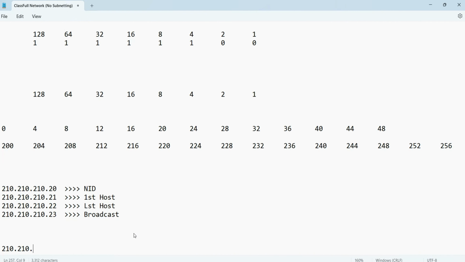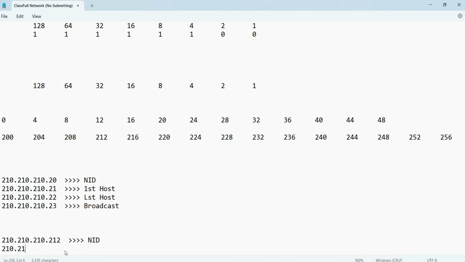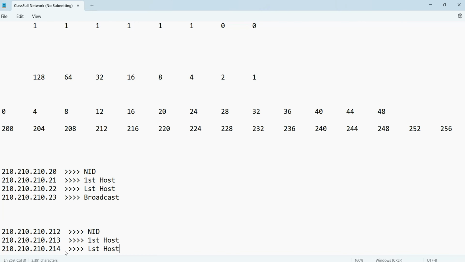210.210.210.212. All right, this is the network ID, right? So this is the network ID. My first host is 210.210.210.213. So this is my first host. And my last host is 210.210.210 at what? The next network is 216, so the last host is 214, right? And look at this, this is the last host, as you see. So that's the last host.